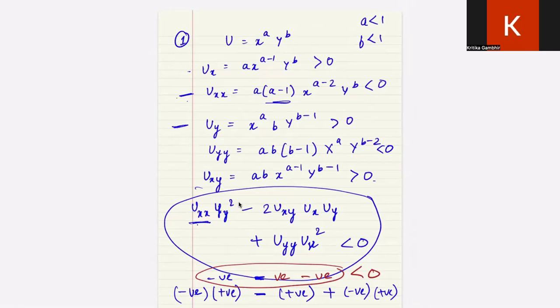So this is something that I'm doing intuitively. You can also solve, you can take the values and solve. You will see that this is coming out to be less than 0. So that means these kind of functions are convex to the origin, and also we can say that the utility function is quasi concave, right? So this is the first example. Let's move on to the second example.